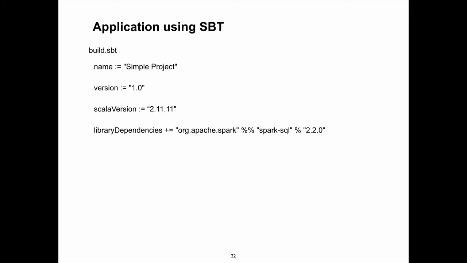Now, if you want to run an application, we can use SBT to compile for us. This is the SBT file that the Spark website gives. Unfortunately, when I tried it, it gave me a missing dependency, or a conflict in dependencies. So I haven't figured that out yet.